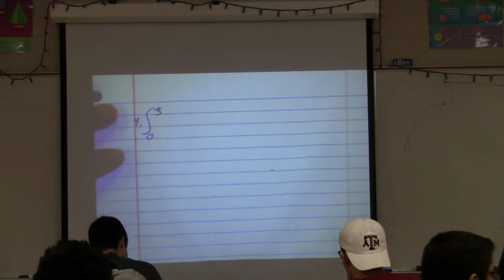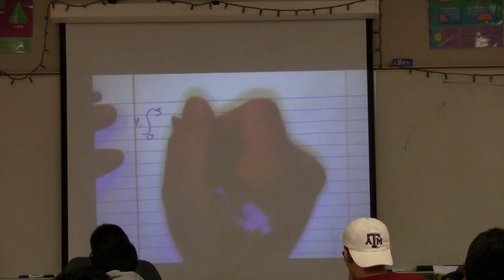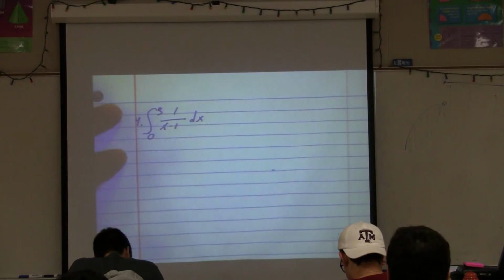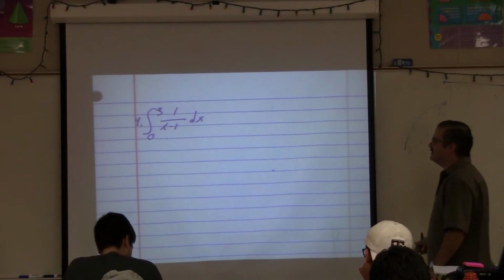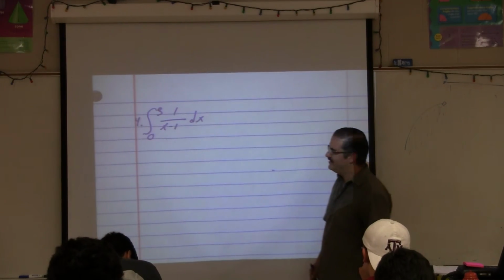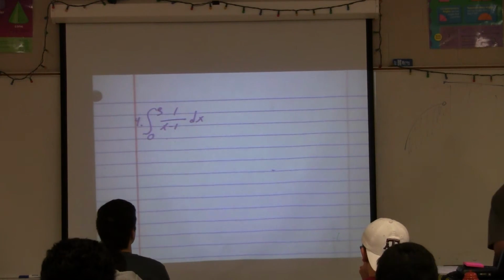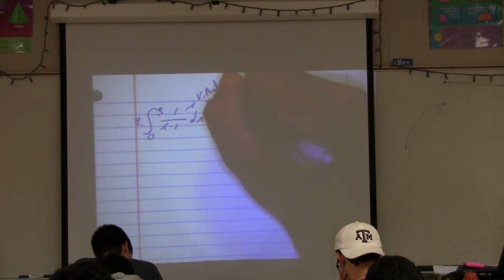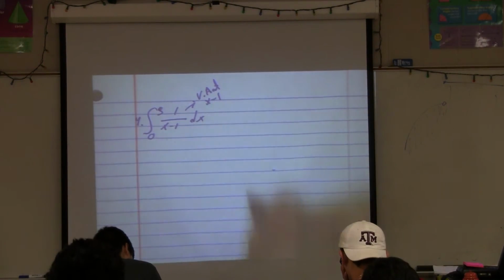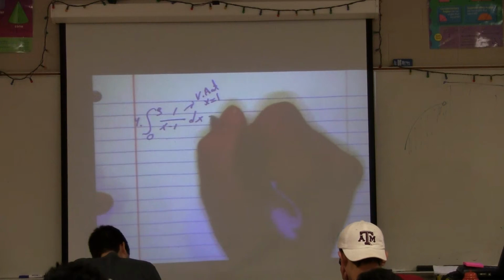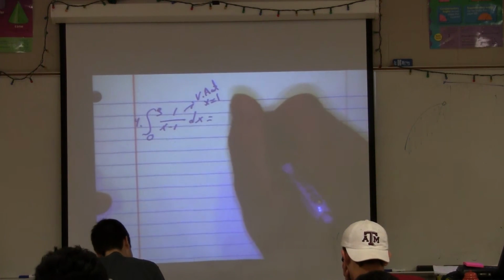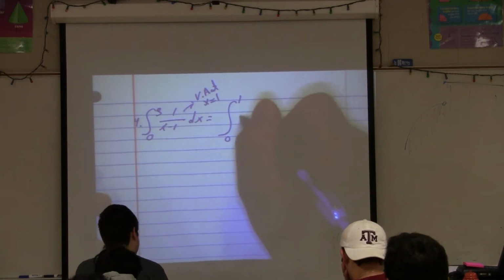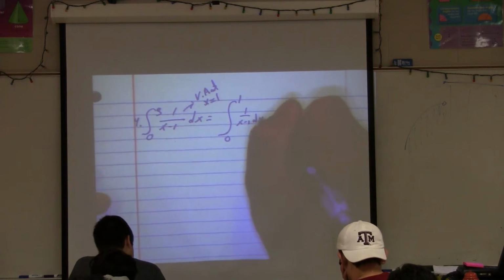Alright, so let's go from 0 to 3 of 1 over x minus 1 dx. Hold up. How do you know? It looks pretty normal to me. At 1, we've got a vertical asymptote at x equals 1, so there is a problem, right? So this guy's gonna have to be split. We're gonna have to do the integral from where to where? 0 to 1 of 1 over x minus 1 dx.